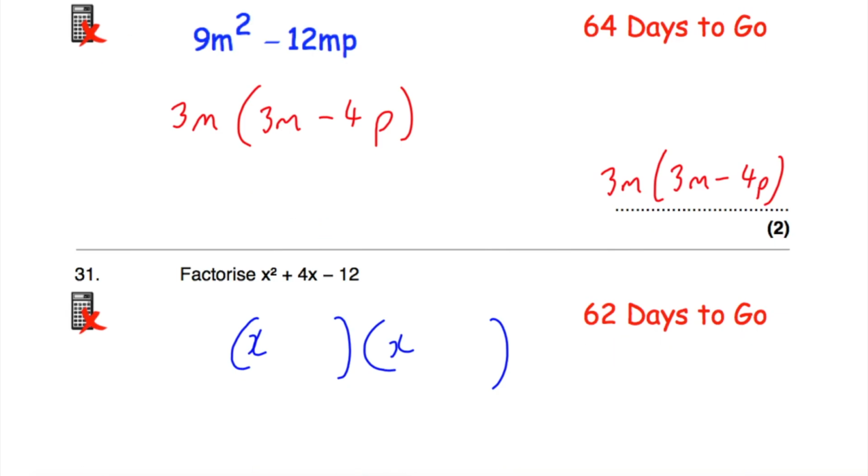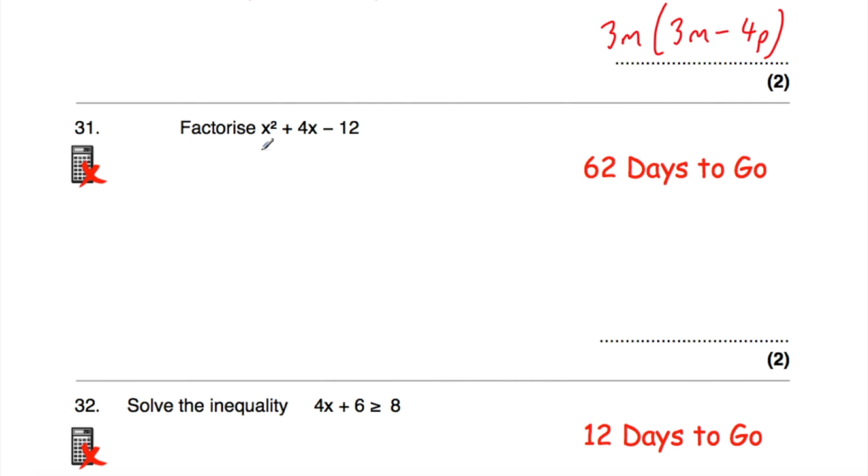Okay, next question, question number 31. We've been asked to factorise x squared plus 4x minus 12. So it's a quadratic, so we're going to factorise it with our bracket, bracket. Because x squared, we're going to put x's in the front of both brackets, and we want two numbers that will multiply together to give us minus 12, and they will add together to be 4.